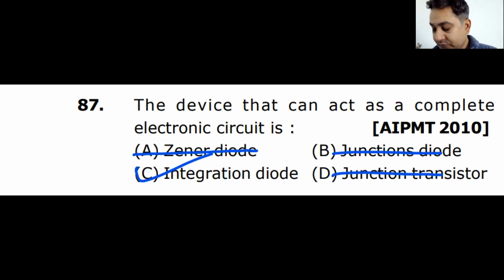Okay, sir. The only confusion in this question would have been between the integration diode and the junction transistor. But when I say junction transistor, they only say PNP. Only one PNP device cannot act as a complete circuit. Yes or no? Yes, sir. A Zener diode or junction transistor is just a device. They cannot form the entire circuit. The entire circuit is formed by the integration diode.